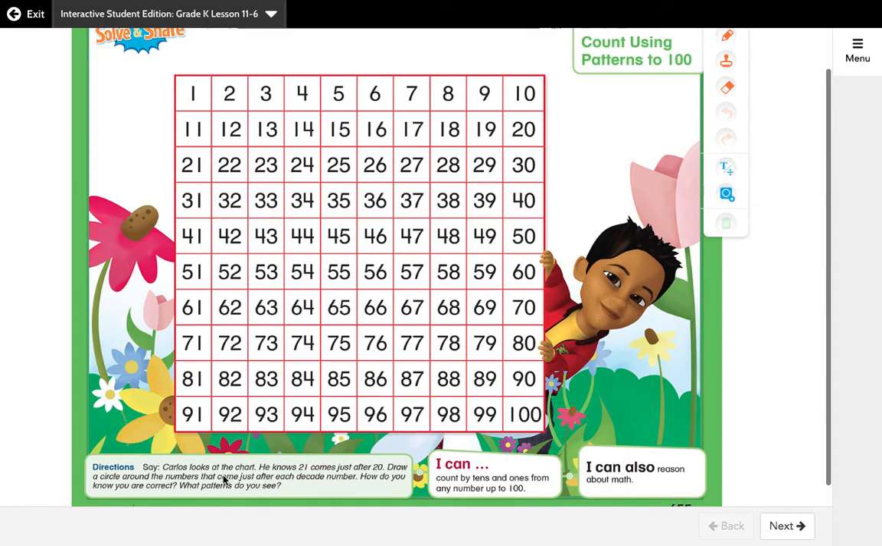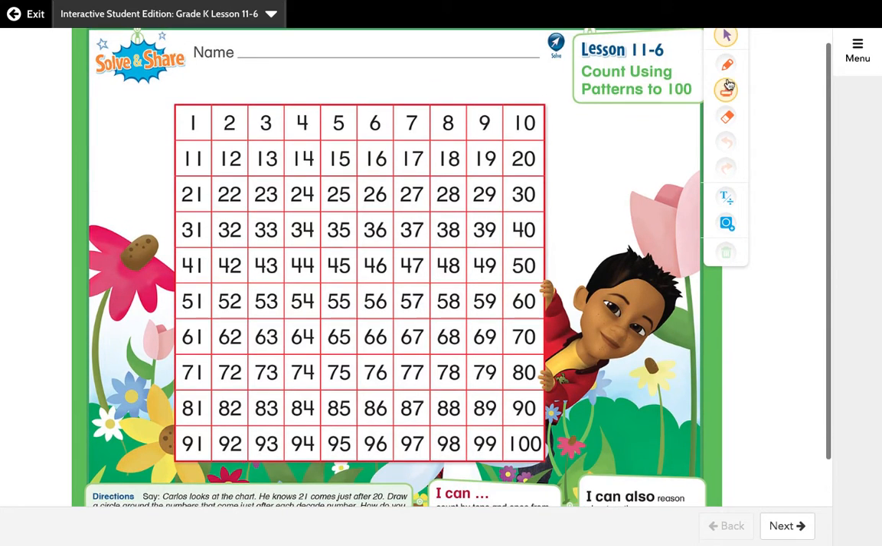So in this problem, it says Carlos looks at the chart. He knows that 21 comes just after 20. Draw a circle around the numbers that come just after each decade number. How do you know you are correct? So here we want kiddos to get their pencil or their color crayon, and we want them to be able to recognize the decade numbers all in this column right here, right? And we want to know that when we're done on the chart, where do we go next from this row? So when we finish this row, we have to go down to the next row.